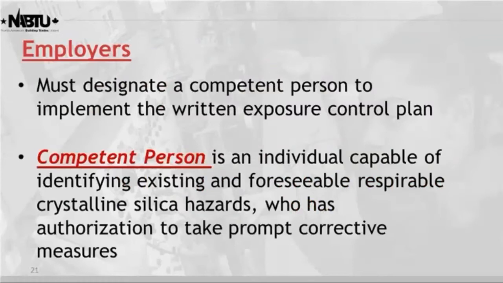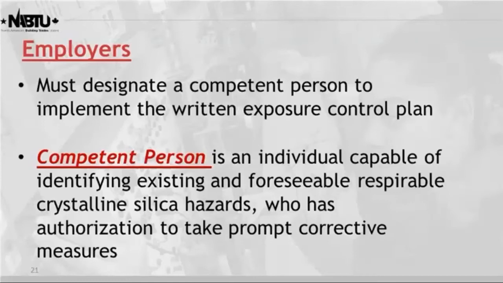Okay, a person can be considered a competent person if they can identify existing and predictable hazards. They have the authorization to take corrective action. So the competent person could be your foreman. It could be just your senior guy on the job, but they have a big responsibility to make sure that all the elements in that written exposure control plan are being implemented on the job site.